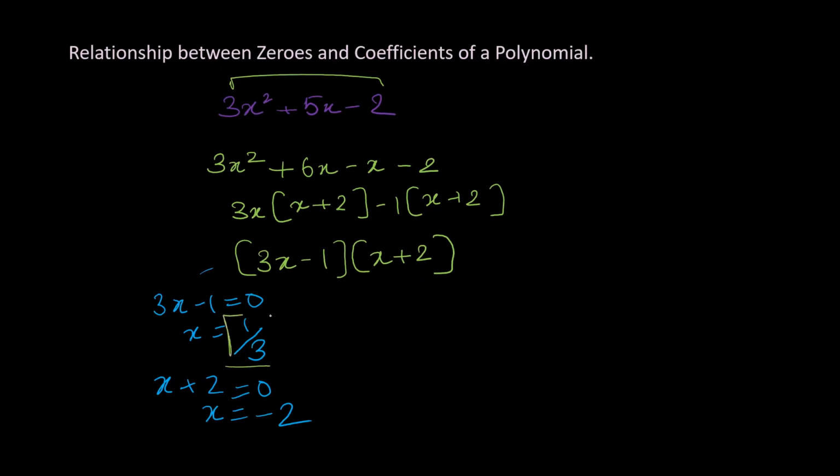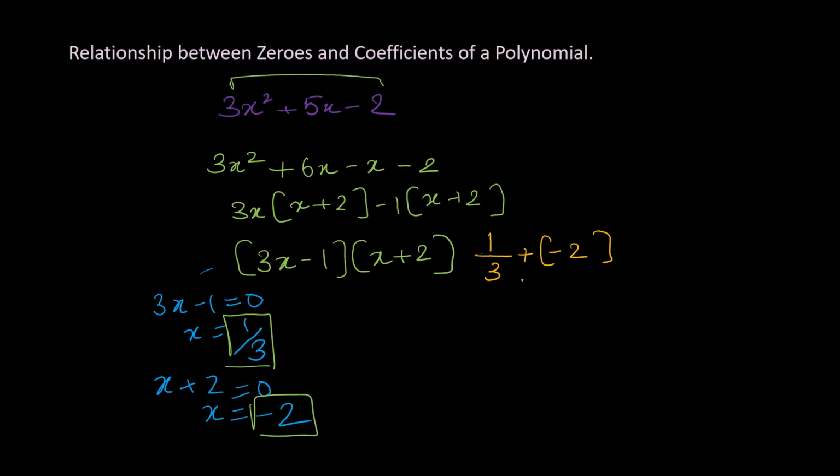Now we got our zeros here. The first zero is 1 by 3 and the second zero is minus 2. Now let us see if they satisfy the relationship between them. The sum of the zeros, let's add them in a different color. Let's add the zeros, say 1 by 3 plus minus 2.